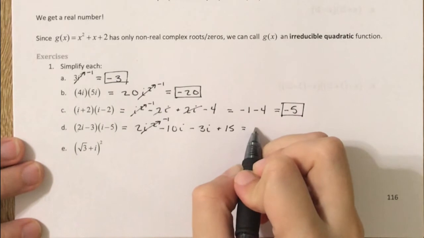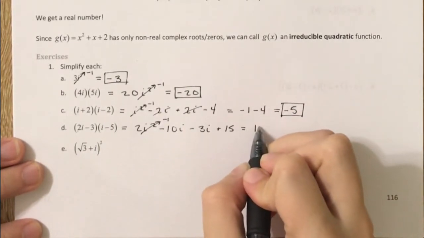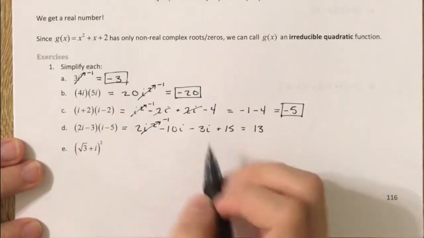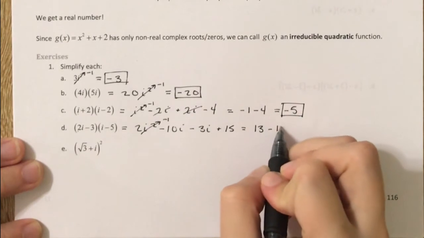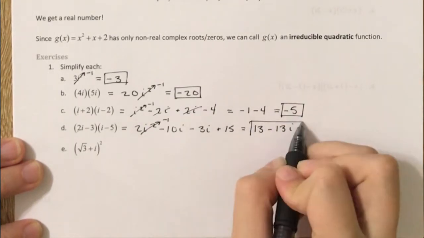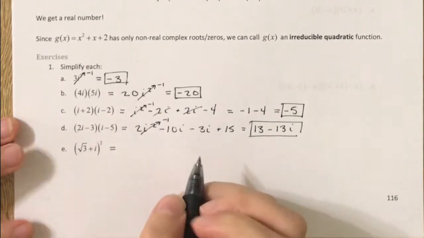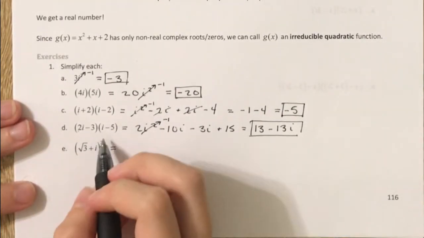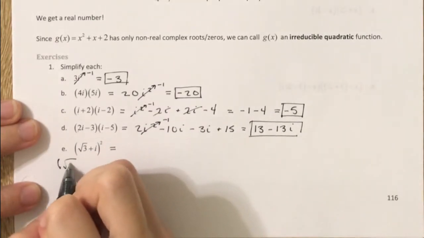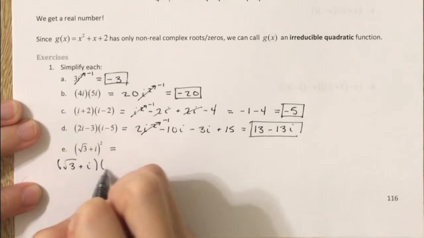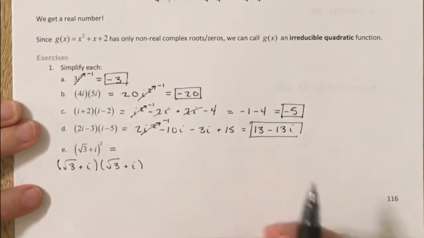So we have negative 2 plus 15, which is 13, plus negative 10i minus 3i, so minus 13i. All right, last but not least, we've got square root of 3 plus i, squared. It might be helpful for us to write this out. So we have square root of 3 plus i times square root of 3 plus i.